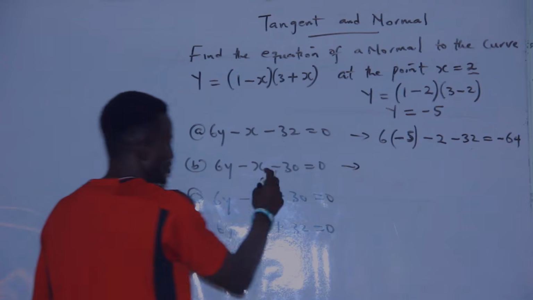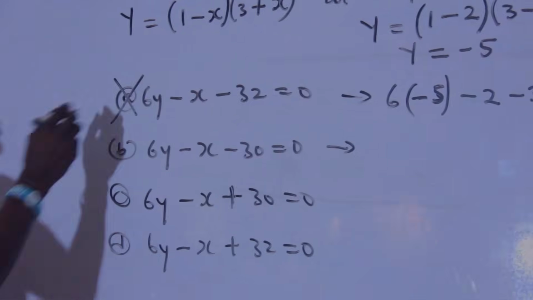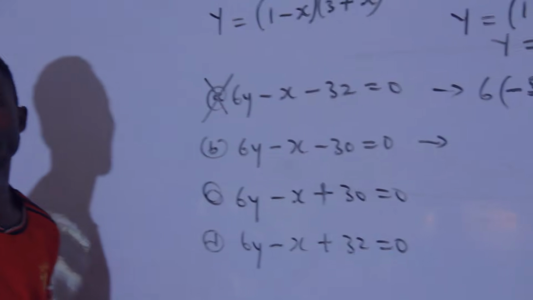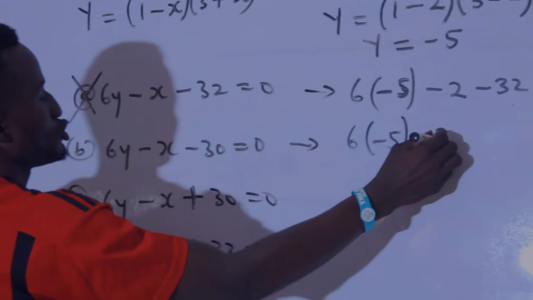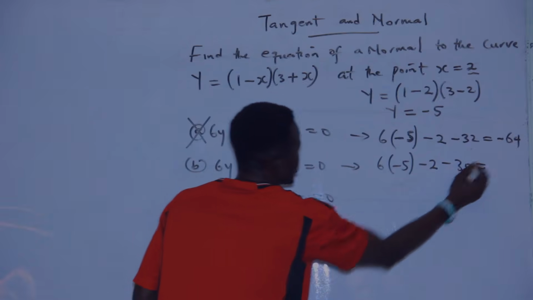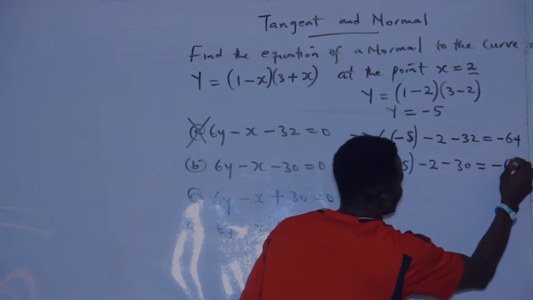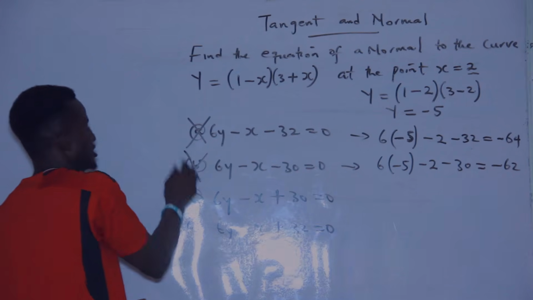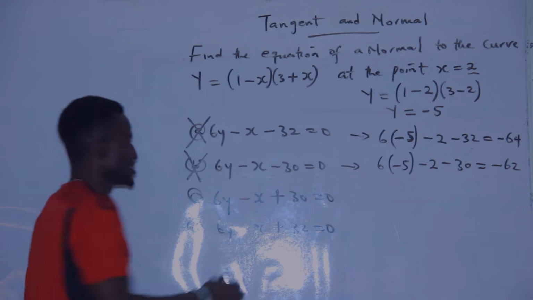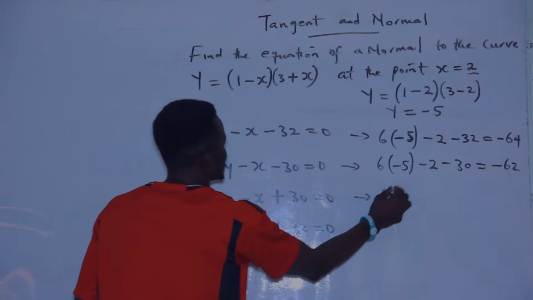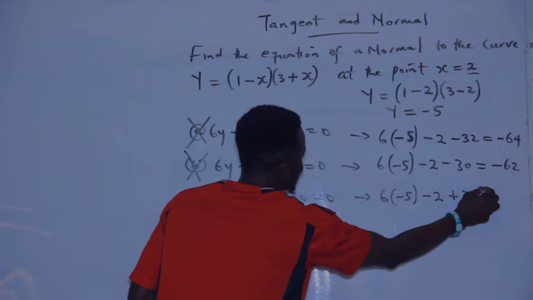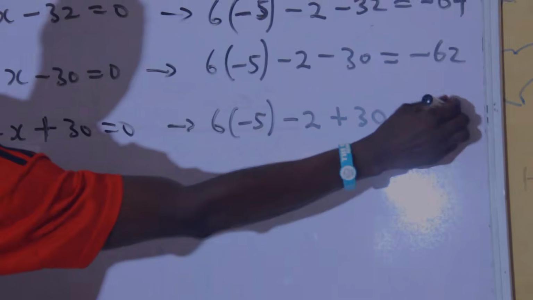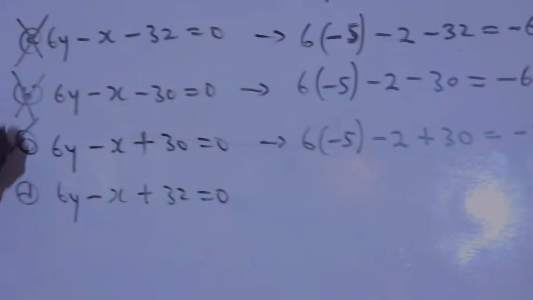Then check the second one. It's not equal to 0, so this is wrong. We are looking for the correct one that will be equal to 0. Option B, we have 6 in bracket minus 5, minus 2, minus 30, which is equal to minus 62. So it's not equal to 0. It is wrong. Now let's check option C. Option C, we have 6 into bracket minus 5, minus 2, plus 30. It is equal to minus 2. So it's not equal to 0.